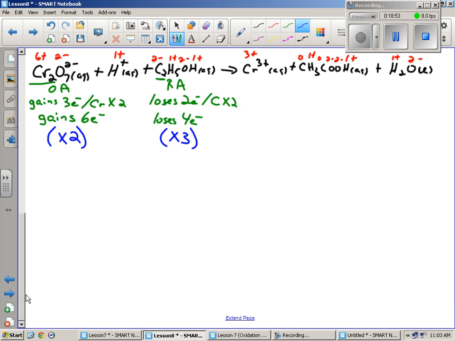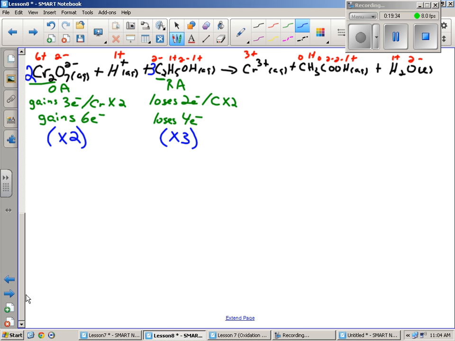So, I've gained 12 altogether here, and I've lost 12 altogether. So basically, the coefficient for this one is a 2, and this one here is 8. And then here's the deal. We know those 2 numbers there. The rest of it is all based on those 2 numbers. That's the oxidation number part, the gain-loss part.